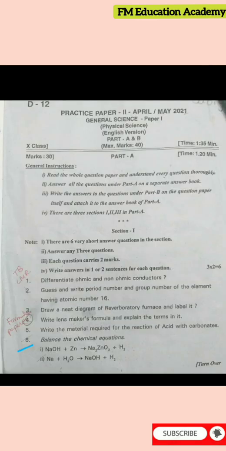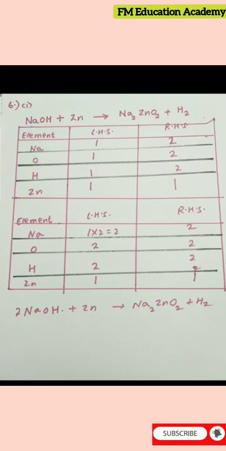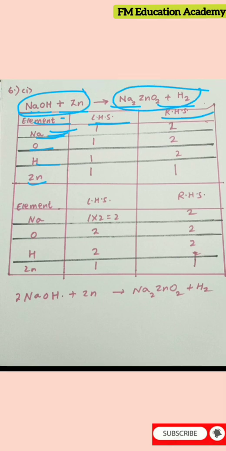Moving to the sixth question: balance the chemical equation NaOH plus Zn giving rise to Na2ZnO2 plus H2. In this question, whenever balancing questions come, I'll give you an easy method to balance. Write the element name, LHS, RHS. Write what the elements are here: Na, O, H and Zn. You should write the number of elements on the left hand side, that is LHS, and the number of elements on the right hand side, RHS. How many atoms of sodium are there on the LHS?